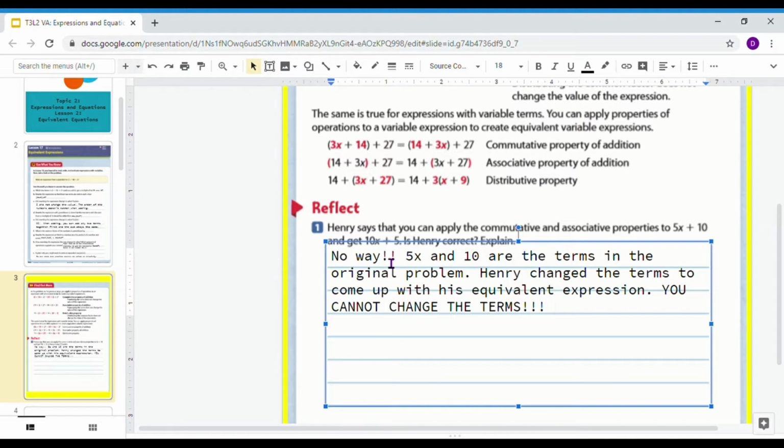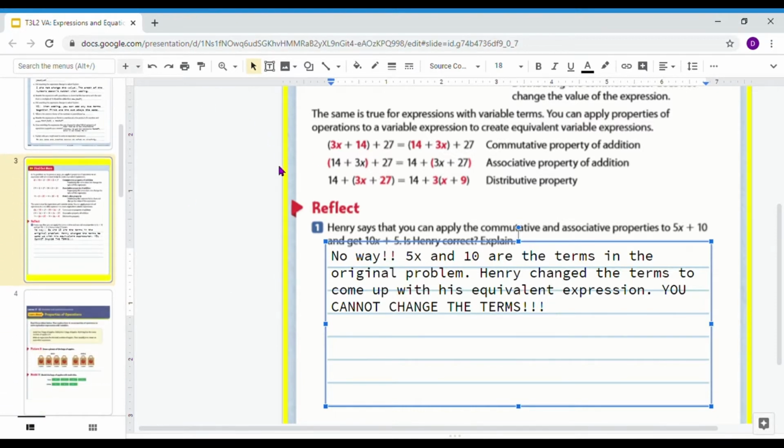And the biggest thing when we're talking about equivalent expressions is that the value is the same. So the commutative and the associative properties say that we can reorder and regroup the terms of an expression, but if you change the actual term itself, then it's going to change the value. So by changing the 5x to 10x, that is what made Henry incorrect, and that's why the value of his expression would change in the long run.